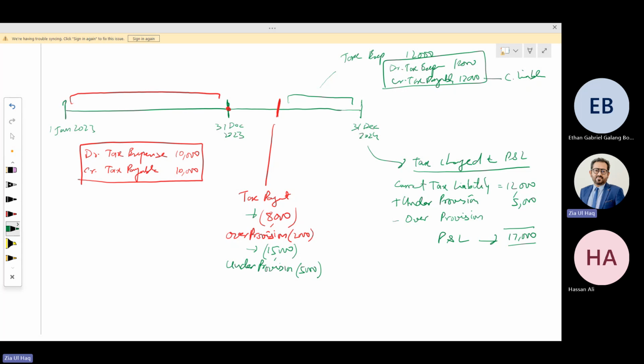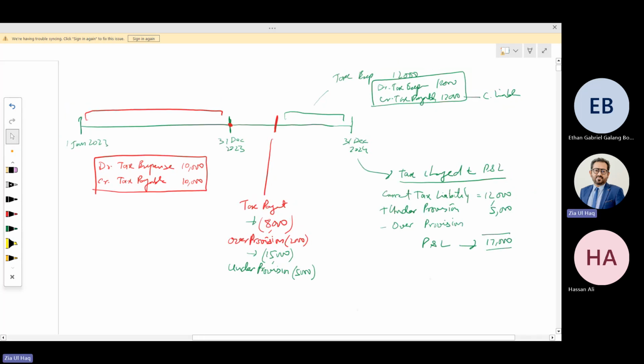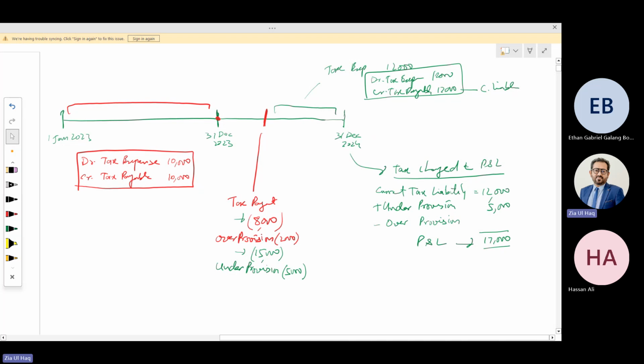So that extra liability that we created last year, we will deduct in the current year. Can you understand this? What is under provision, what is over provision, and what to do with it: the under or over provision for one year will be adjusted in next year's tax expense that is charged to the profit and loss account. So this is the concept of current tax. Are you with me? Shall we move forward?